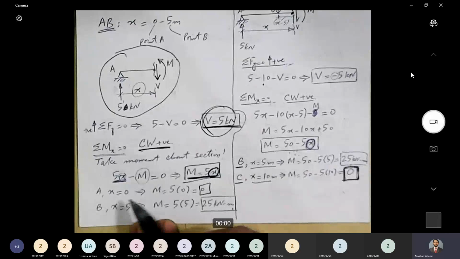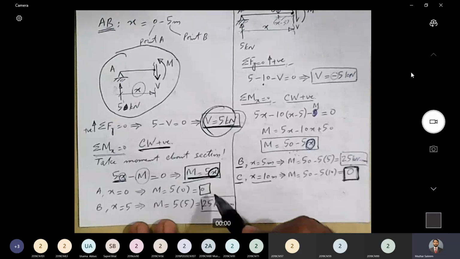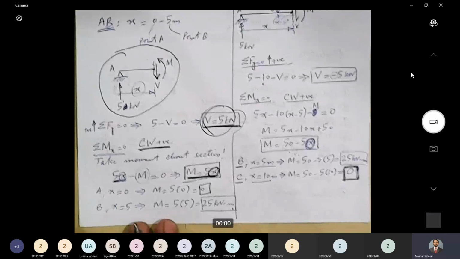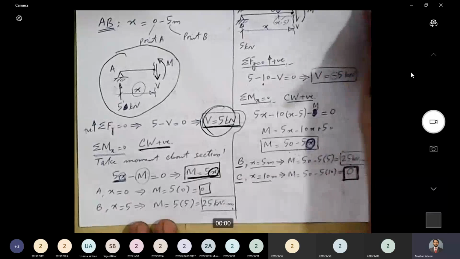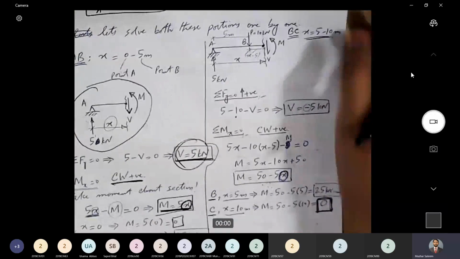So let's put x equal to 0 and x equal to 5 for the two extreme ends of this portion. At point A, x is 0. At point B, x is 5. So in this equation, we put the value of x, and for point A, we get moment equal to 0. And for point B, we get moment equal to 25 kilonewton meter. Okay, so this was for portion AB, and now let's see portion BC.